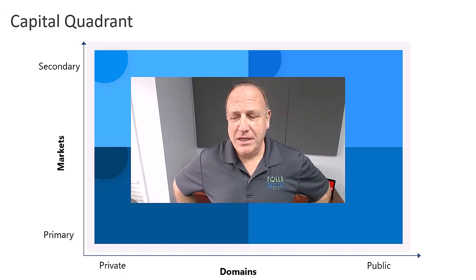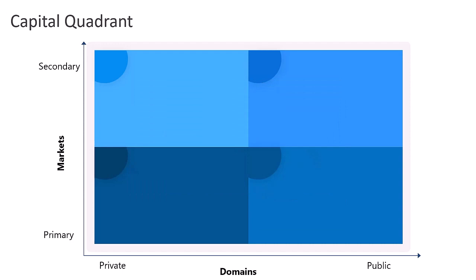So here we go. The Capital Quadrant is represented by these two axes that you see here. On the horizontal axis, we have domains, public and private, and on the vertical axis, we have primary and secondary markets. So why is this important?